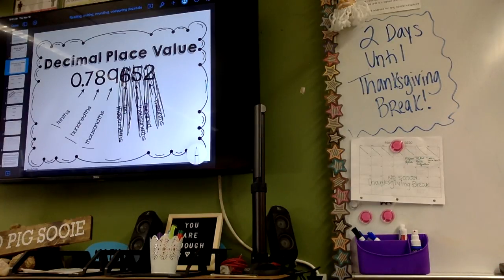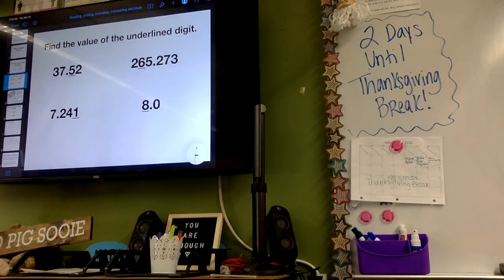Now, here's what we're going to do next. So go ahead and get your place value chart out. Okay, your place value chart and your marker. All right, so here's what we're going to do on this next slide. You are going to tell me the value of the underlined digit. So what place is that digit in? So we're going to start with this one, 37.52. So I want you to write that in your place value chart, 37.52.